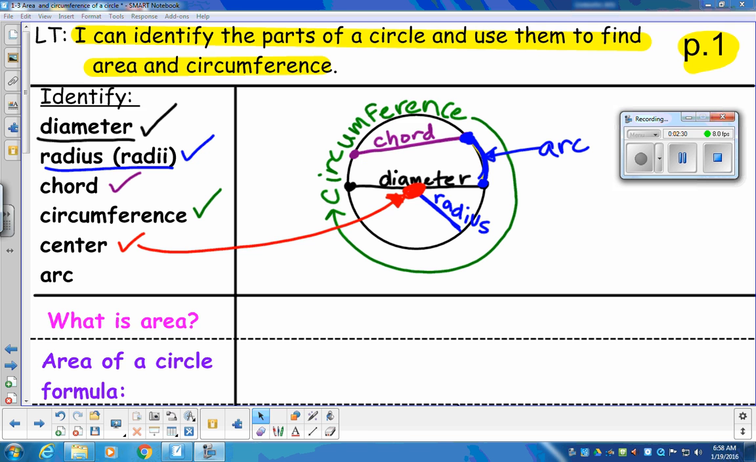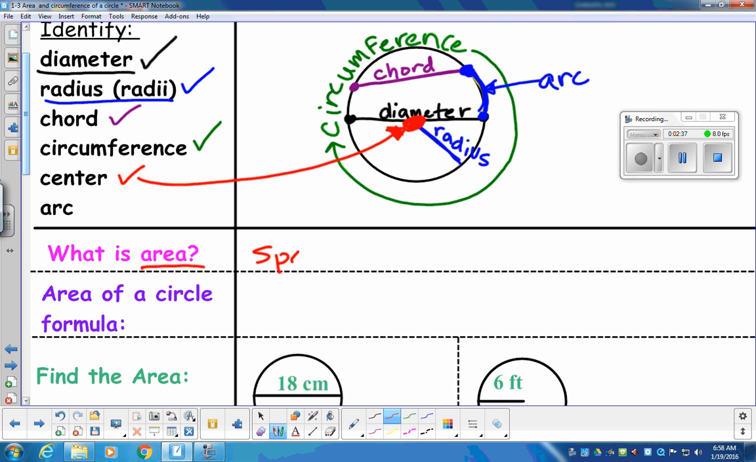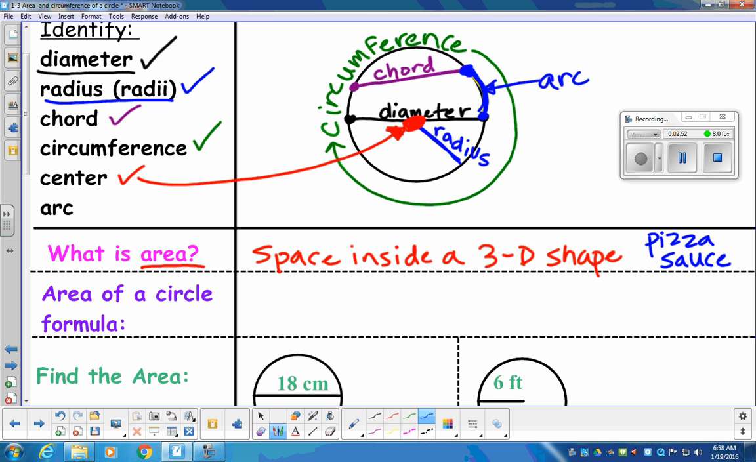And the last thing that's really not on here would be the area, which is what we're going to talk about next. The area is really the space inside a shape. In the work we're going to be doing on circles, we're going to think of the area of this circle as the pizza sauce. So all the pizza sauce and all the yummy stuff on the inside of the circle. The area of the circle would be all the yummy stuff: pizza sauce, cheese, toppings. That's area.